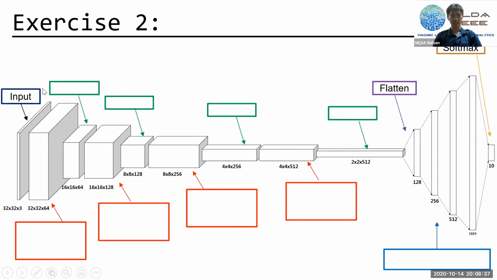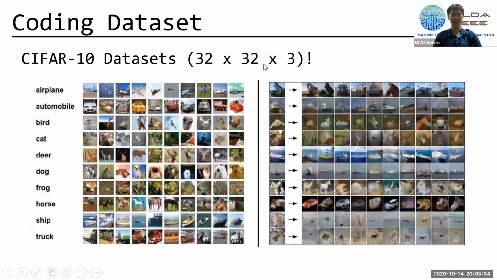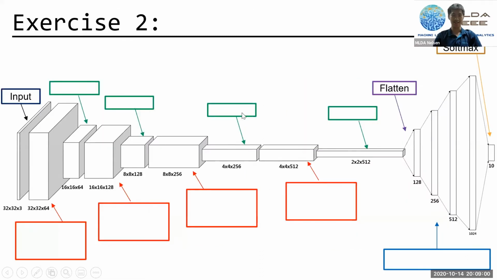The idea is that this is our input image. You can see this is 32 times 32 times 3, and the output is 10. The output 10 is the number of labels, and the input is the image shape, 32 times 32 times 3. So that's the main idea that we're going to do now.